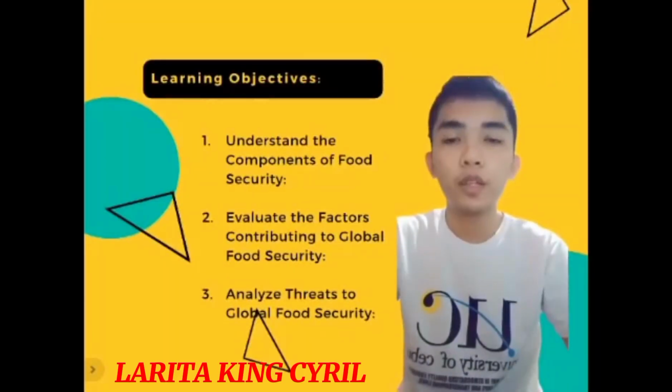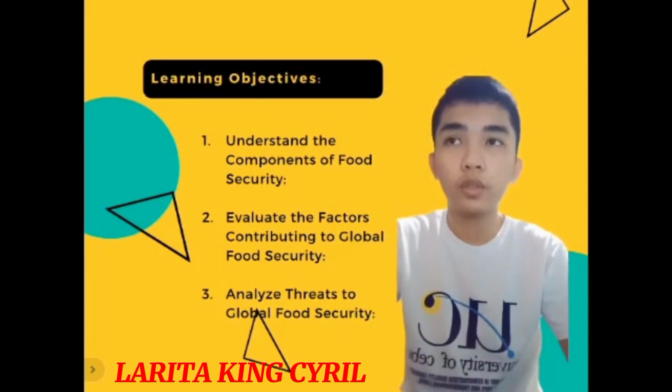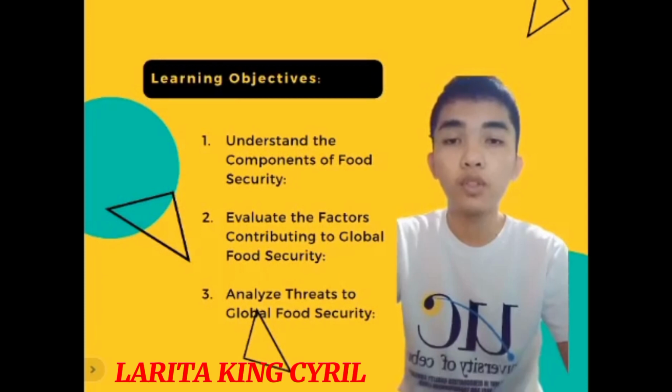So, learning objectives. We have three learning objectives. First, understanding the components of food security. Define and explain the five components of food security: availability, access, utilization, stability, and agency, and their interconnectedness in ensuring a stable and reliable food supply.